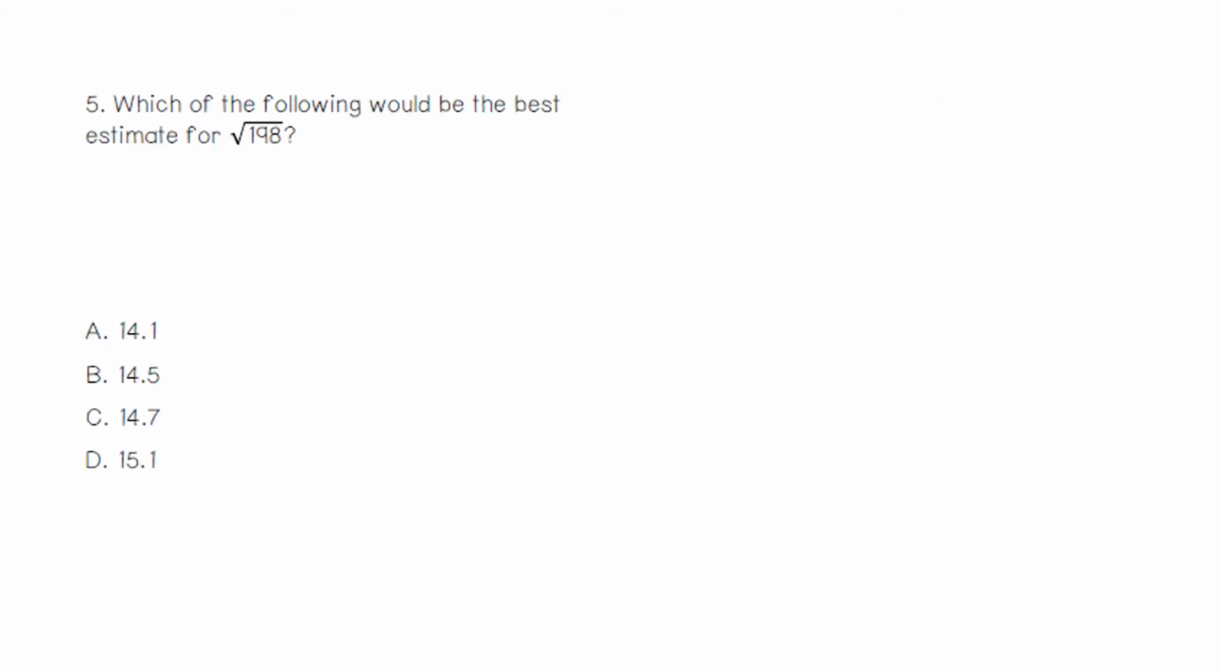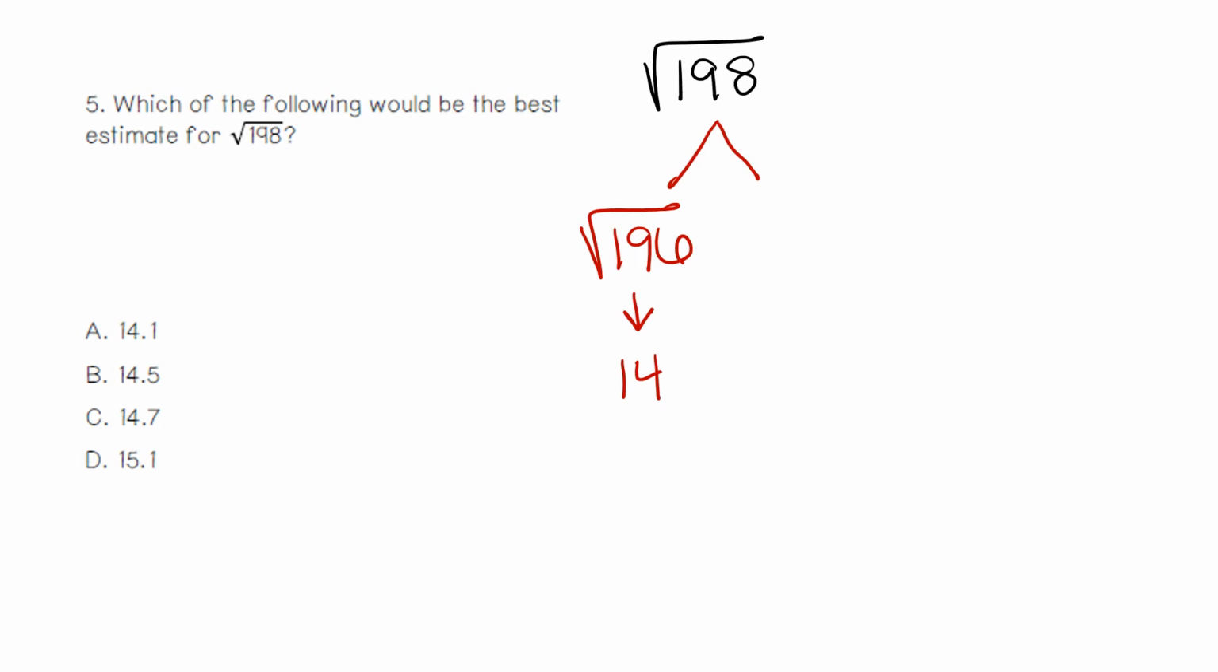Number 5, which of the following would be the best estimate for the square root of 198? So when we take the square root of 198, which is not possible to be solved, we can break it down. Our smaller perfect square is the square root of 196, which is 14, 14 times 14. And the larger one would be the square root of 225, which is 15, 15 times 15. We know that our answer is going to be 14 point some decimal that we're unsure of. So we can go ahead and cross out answer choice D, 15.1.